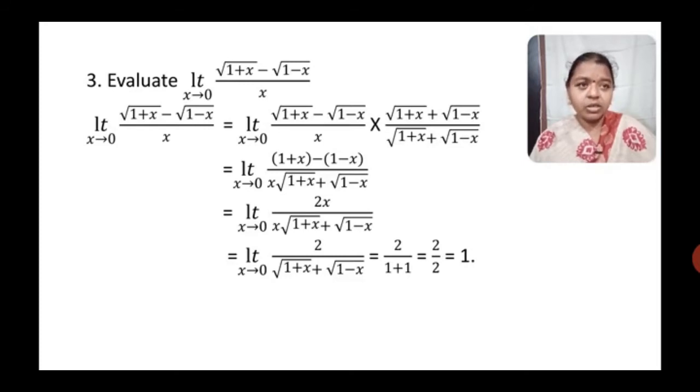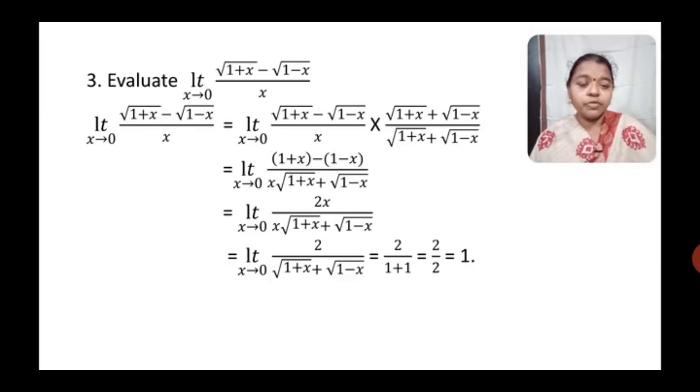After cancellation, the term we are left with is limit x tends to 0, 1 plus x minus of 1 minus x divided by, the denominator part remains the same, so it is x into root of 1 plus x plus root of 1 minus x. On simplification we get 2x divided by x of this, so x and x get cancelled. So the simplified version becomes limit x tends to 0, 2 divided by root of 1 plus x plus root of 1 minus x. Now we have simplified the given problem to the simplified form.